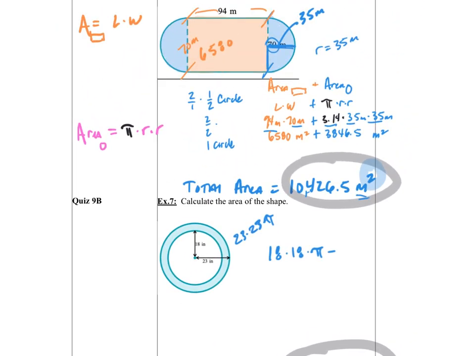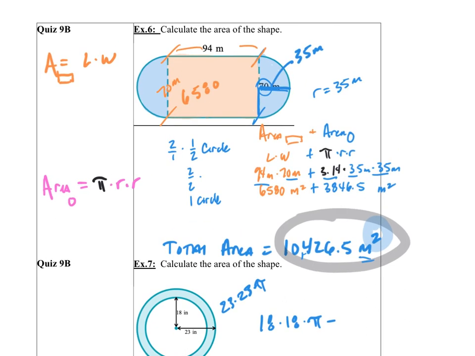Okay, so again, all we're doing is look at what I did. You set it up, right? You set up your verbal model. You wrote out your formulas. You plugged in your numbers. You simplified and then came out with your total area.